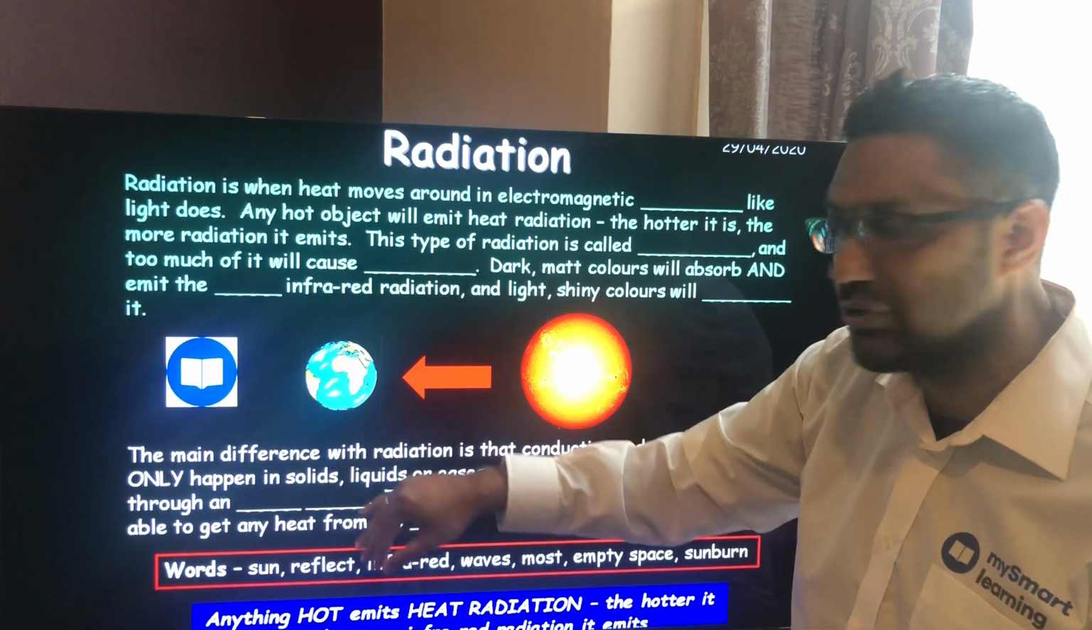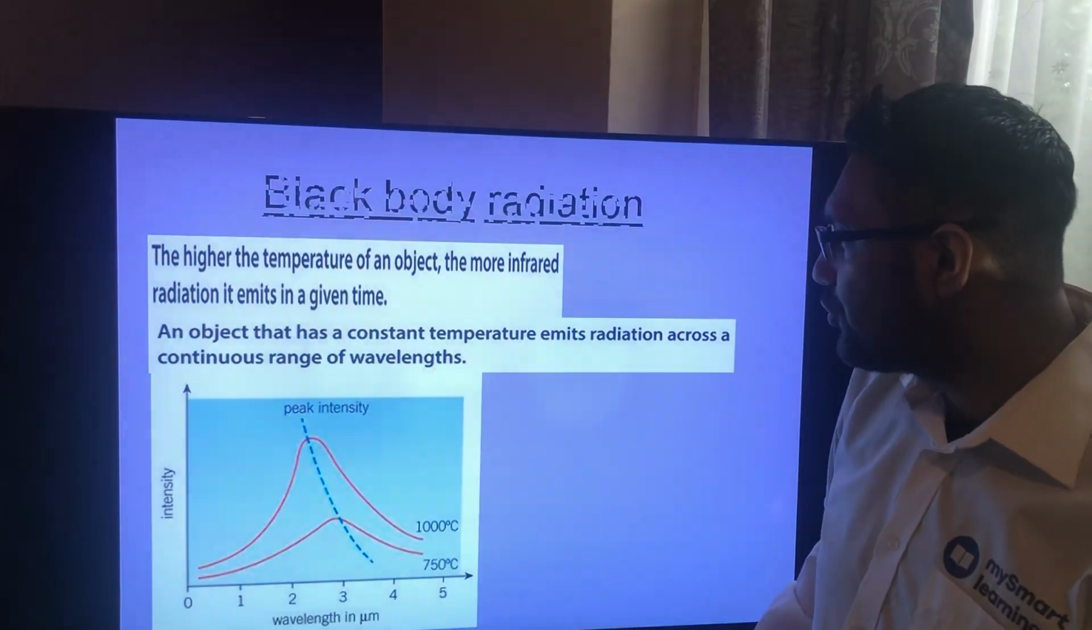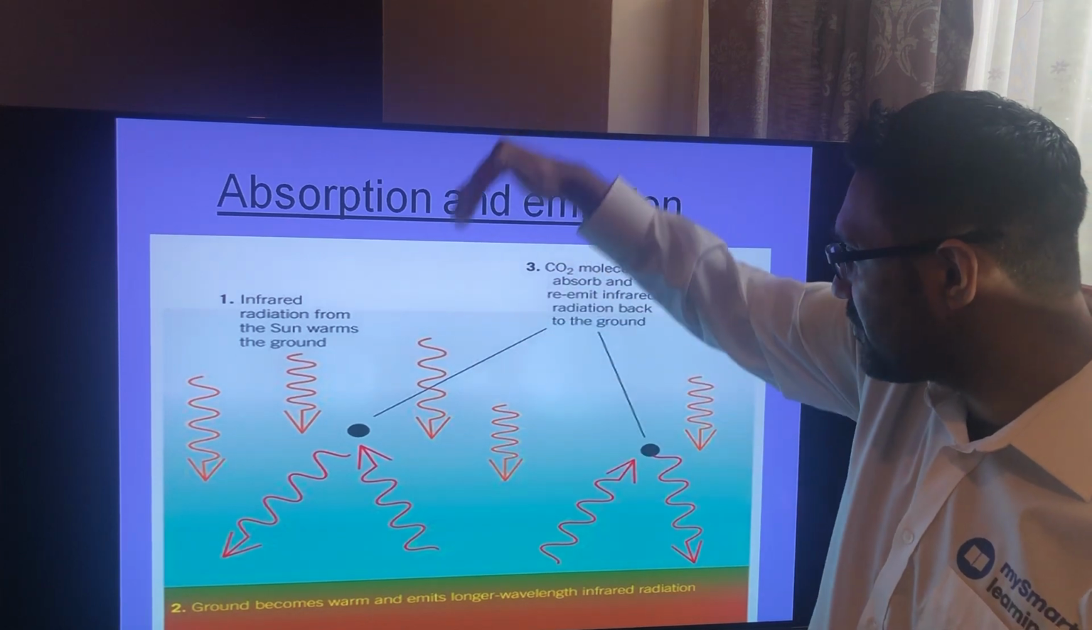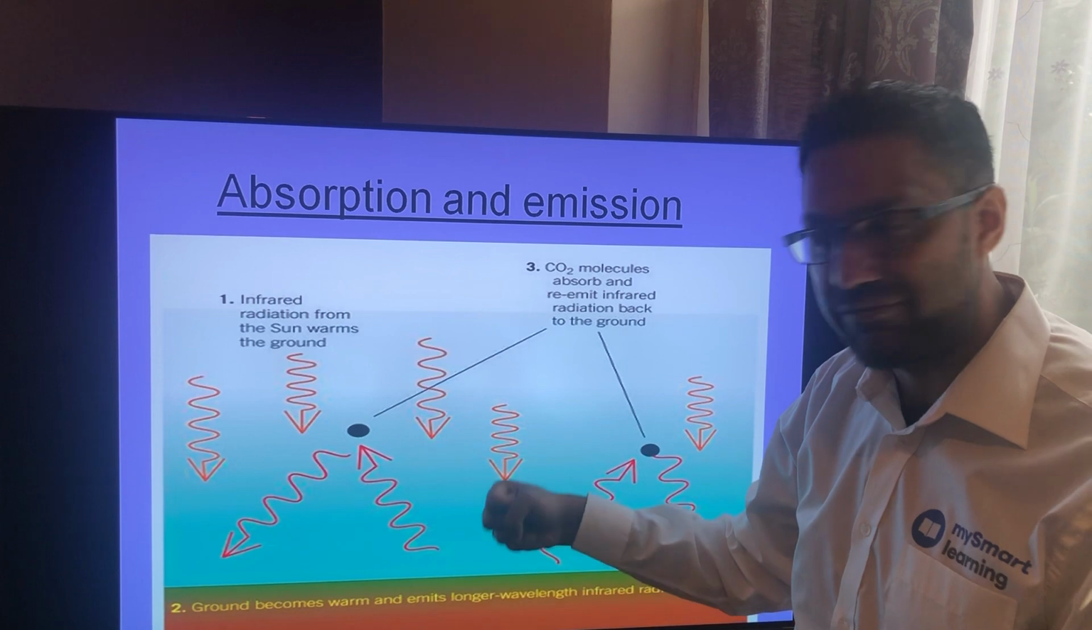That's why at night time it gets really cold, because when you're in the Earth's shadow, when you're on the other side. So as the sun's energy comes down, as infrared, it hits the Earth, hits the ground, and it gets absorbed, the infrared gets absorbed.